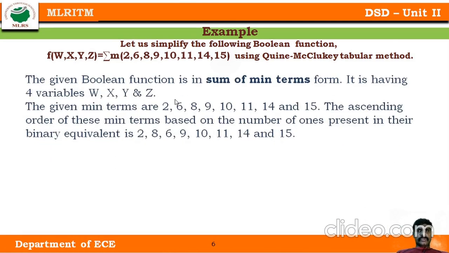So in the given Boolean function, the sum of minterms form, it is having 4 variables w, x, y, z and the given minterms are 2, 6, 8, 9, 10, 11, 14 and 15. The ascending order of these terms based on the number of ones present in the binary equivalent is 2, 8, 6, 9, 10, 11, 14 and 15. How this ascending order is formed, I'll show you in the table.